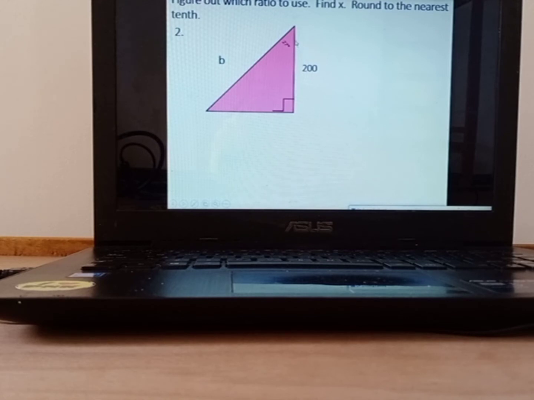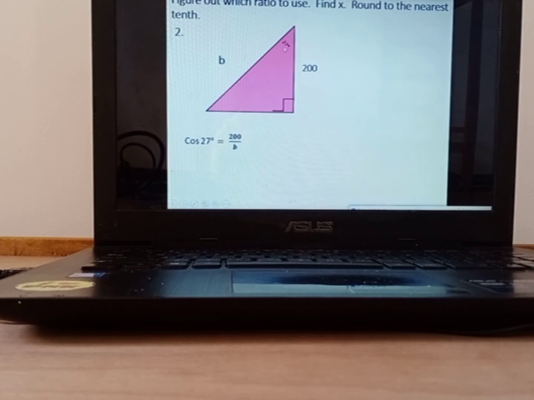So let's first determine our given. 200 will be our adjacent side, and B is our hypotenuse. So our given is adjacent and hypotenuse. Therefore, we will have to use the cosine function. For the cosine function, our formula is SOHCAHTOA, so we have adjacent over hypotenuse. Therefore, cosine 27 degrees is equal to 200 over B.